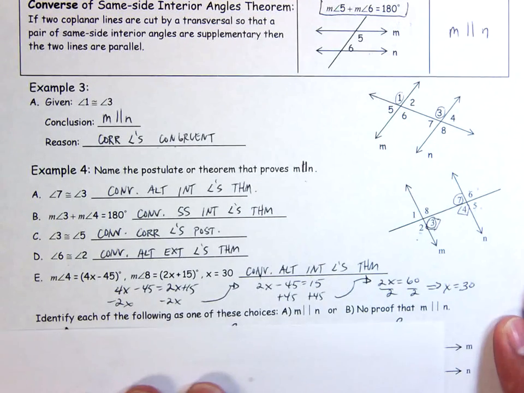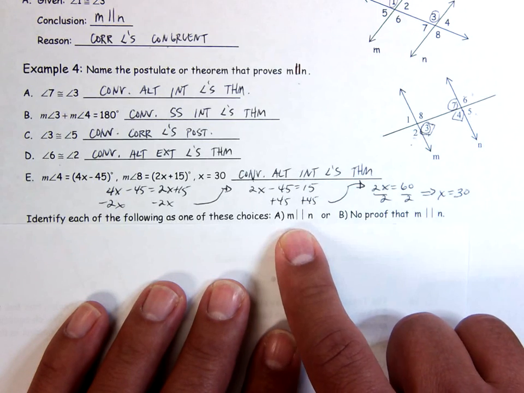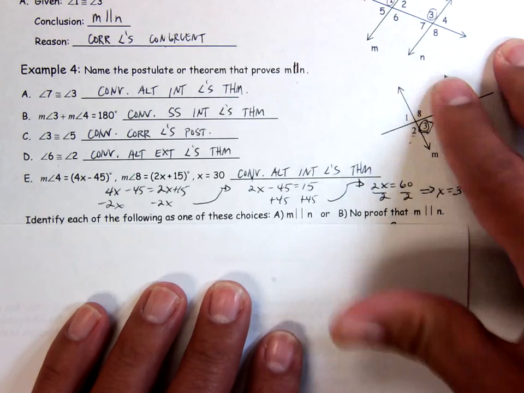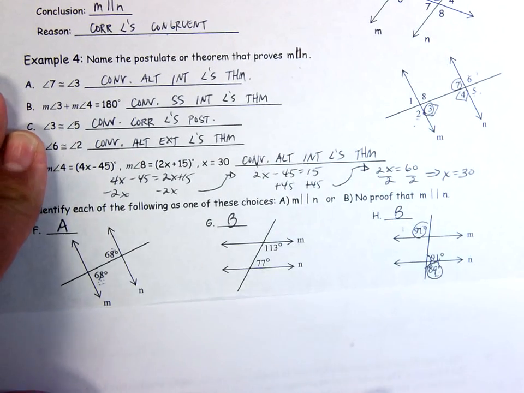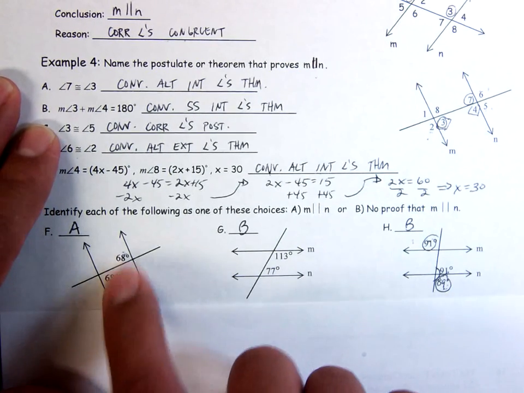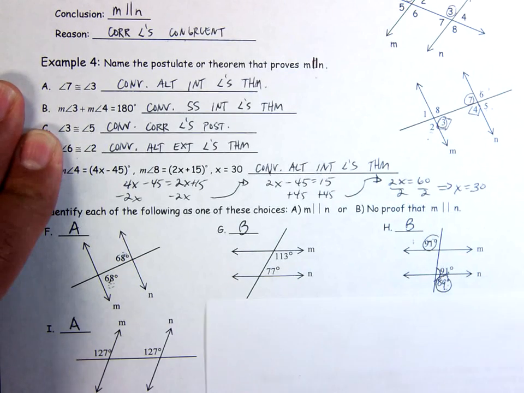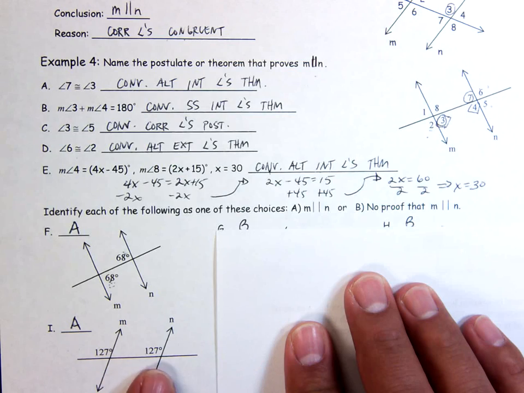Alright, now we got something else. It gives me some scenarios down below. It tells me to put A if I can conclude that M is parallel to N, or put B if I cannot conclude that M is parallel to N. So let's do the first one. I already got my A, so I've already told you that they are parallel. How do I know for sure they're parallel? These are alternate interior angles, and if they are congruent, then I know my lines are parallel. Let's go down here. What kind of angles are these? These are corresponding angles. If my corresponding angles are congruent, again, I know my lines are parallel.